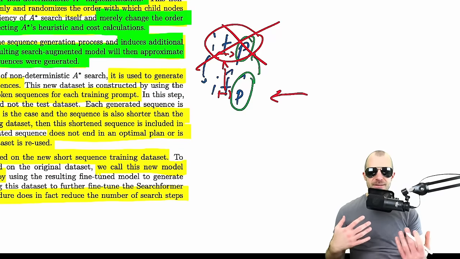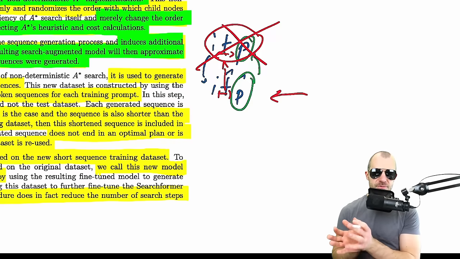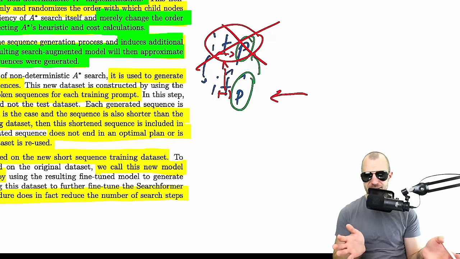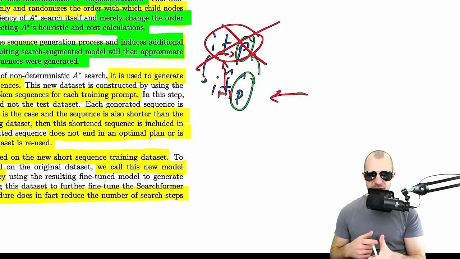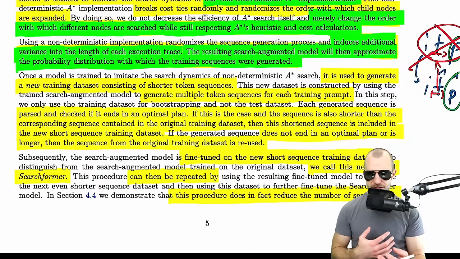Once they've done all of that, they now train a new model on just the new training set, which by definition has shorter execution traces for the same input problems, producing all optimal plans. By construction, this data set has the same inputs, all plans are optimal, but the traces are shorter. Now the question is, does this new model actually also reach optimal plans with shorter execution traces? And the answer is yes. And that's pretty cool. Now, here is where I have a bit of trouble with this paper, namely how to interpret this.